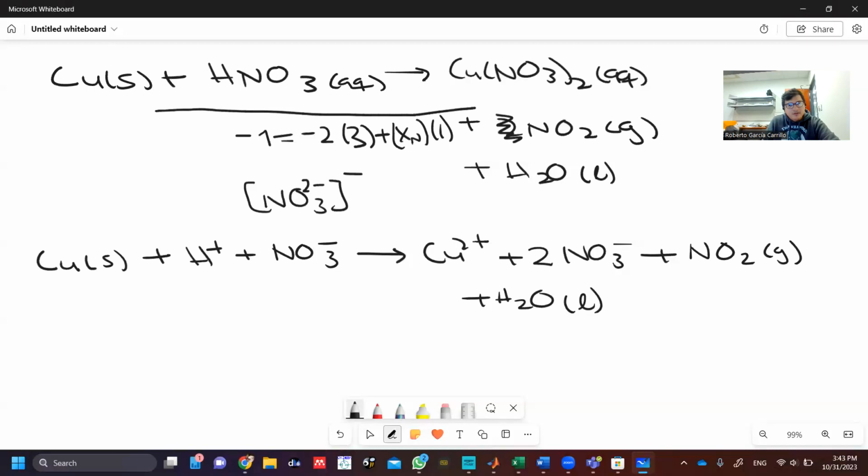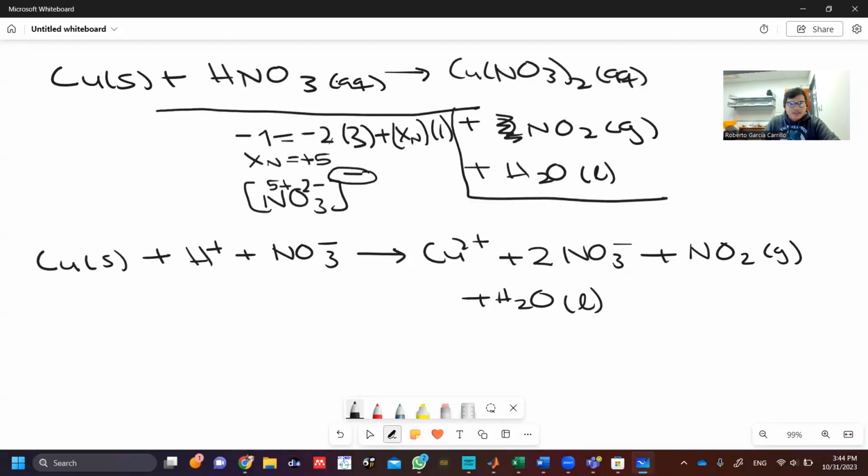Let me just write a line right here. If we solve for this equation, we get that the charge of nitrogen is actually, this is -6, so you get +5. So we write that down like this, and let's see if that makes sense. -2 times 3 is -6, +5 should give you -1, which is the formal charge of the ion.